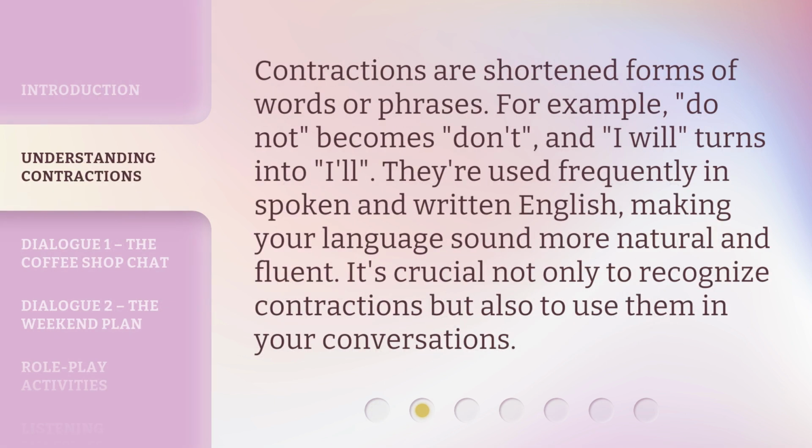Contractions are shortened forms of words or phrases. For example, do not becomes don't, and I will turns into I'll. They're used frequently in spoken and written English, making your language sound more natural and fluent. It's crucial not only to recognize contractions but also to use them in your conversations.